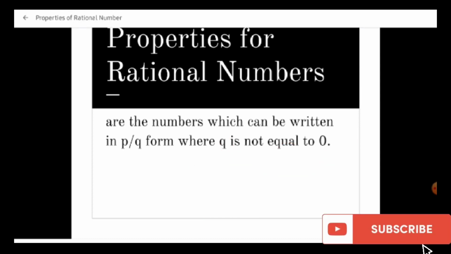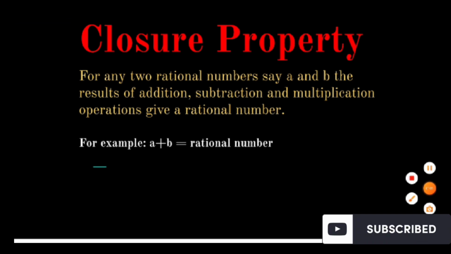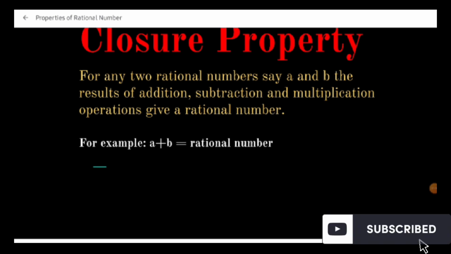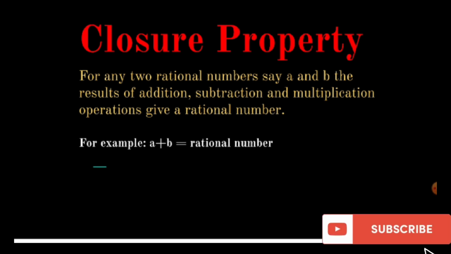Let's learn the properties of rational numbers. First, the closure property. Closure property is the simplest of all the properties. For any two rational numbers, say a and b, the results of addition, subtraction and multiplication operations give a rational number. For example, a plus b gives a rational number. So the closure property for addition, subtraction and multiplication gives a rational number.